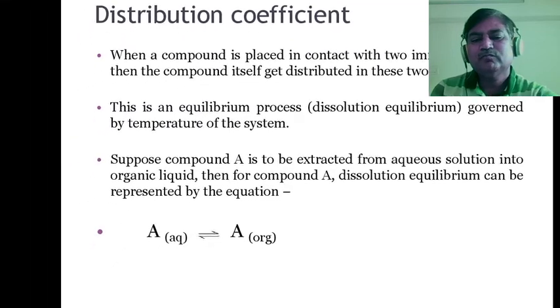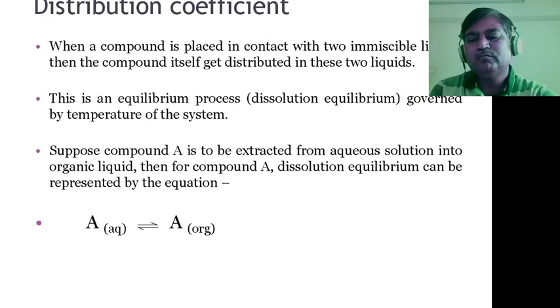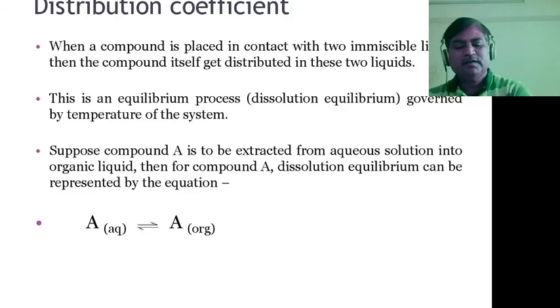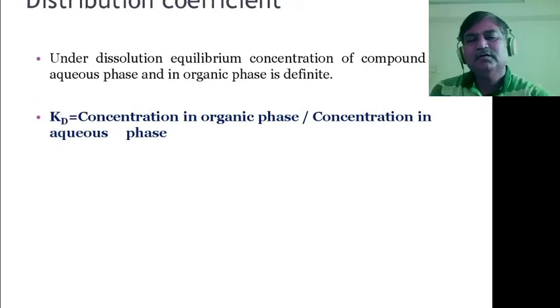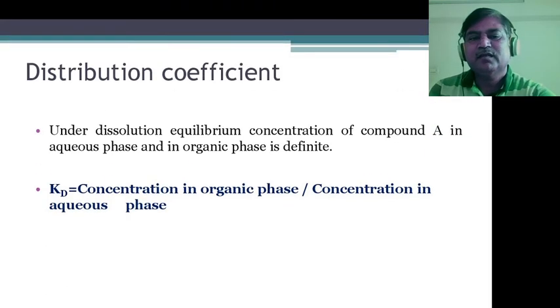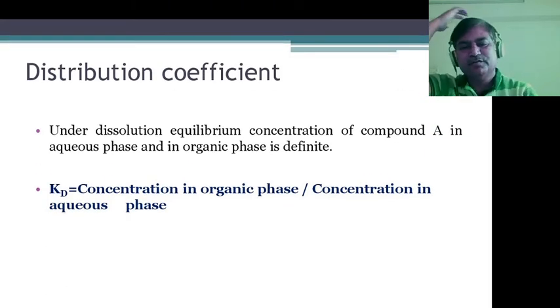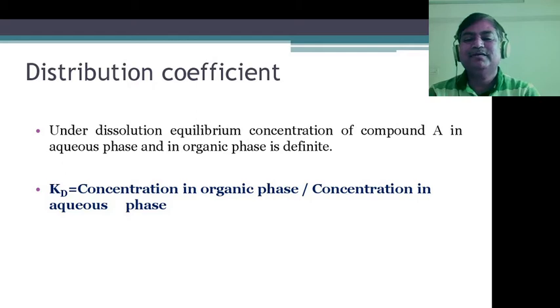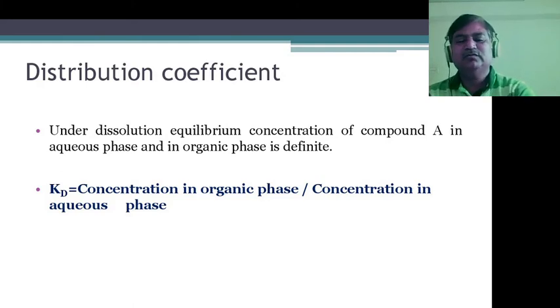Okay, is it right? So A aqueous is in equilibrium with A organic phase. Now understand, at dissolution equilibrium, the concentration of A in aqueous phase and in organic phase is definite, and hence the distribution coefficient is nothing but the concentration of that solute in organic phase to the concentration of solute in aqueous phase. I think this is clear now. So this is overall about distribution coefficient.